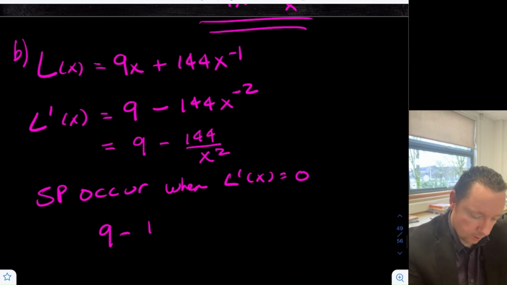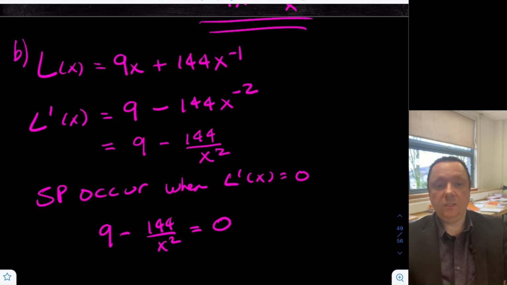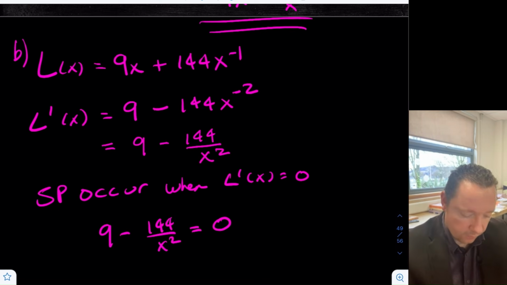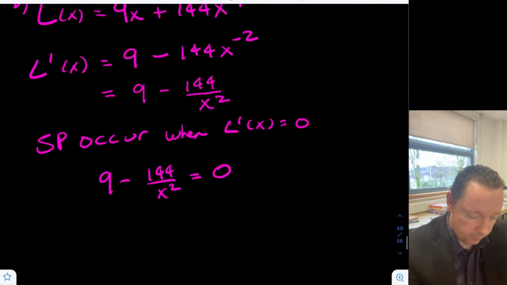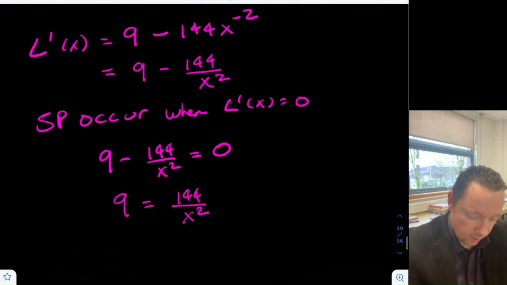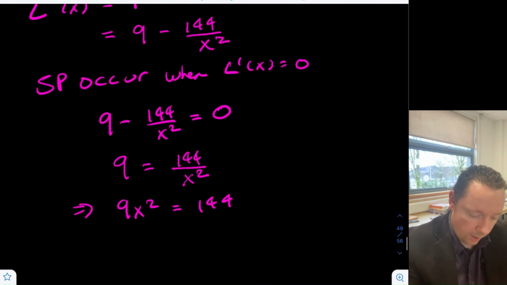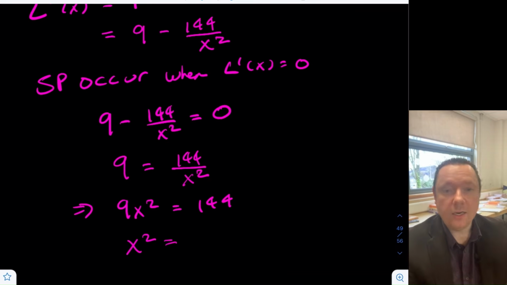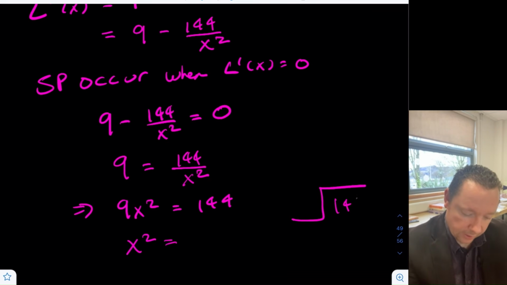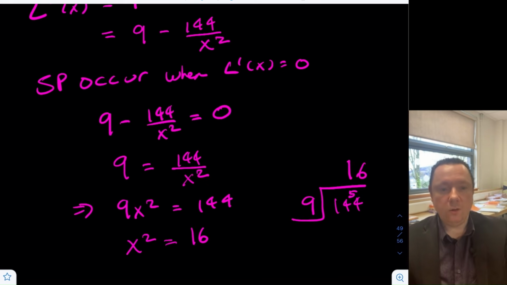So 9 minus 144 over x squared equals 0. And then we need to solve that equation. We'll start by saying 9 is 144 over x squared, because that makes it simpler. So that implies that 9x squared equals 144. So x squared is 144 divided by 9. Let's just do that quickly at the side. We get 16. So x is the square root of 16.